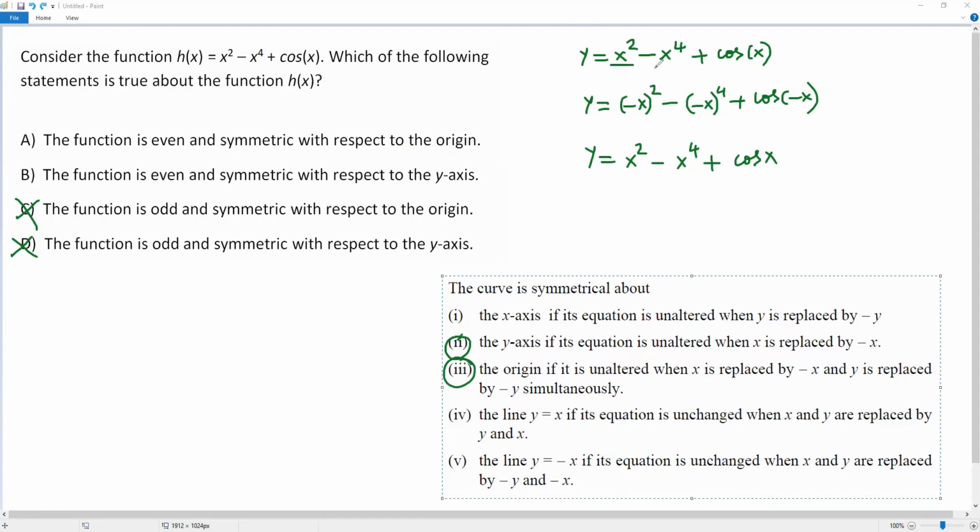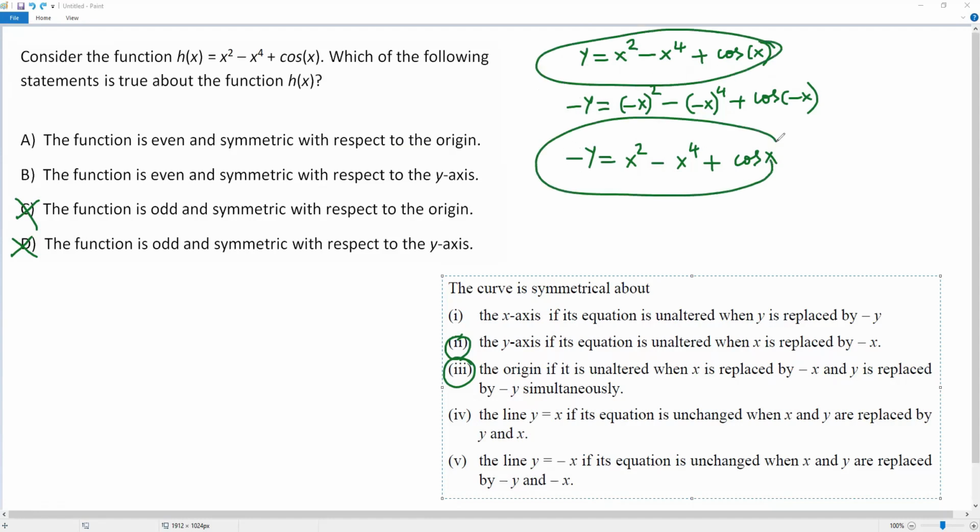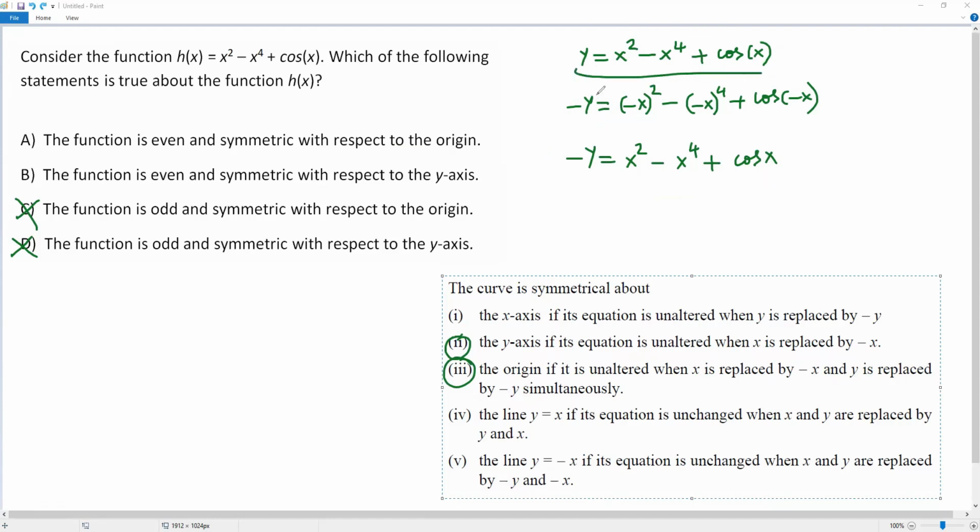Already we have replaced x by negative x on the right side. Now let me replace y on the left side by negative y. Then we have negative y. Now let's compare the original equation and the resulting equation. Is the original equation unaltered or not? It's altered, because whatever we have on the right side is the same, but on the left side we have y in the original and negative y here. So the equation is altered. When you replace x by negative x, the original equation is unaltered. So clearly, the given function is symmetric with respect to the y-axis. We can reject answer choice A. The correct answer choice is B.